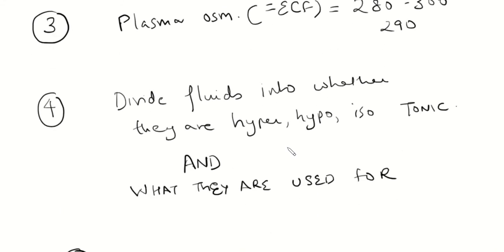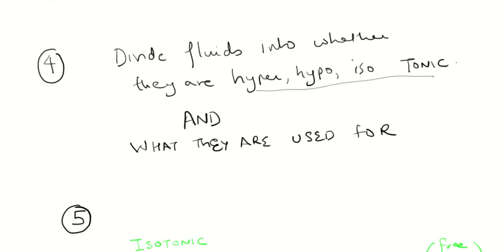Okay, so the overall goal of this: first, we divide the fluids into whether they're hyper, hypo, or isotonic. Why is that? I've got to know what they're going to do when I give these fluids. Are they going to move fluid out of the cell, or inside the cell, or not make a difference? And then the next question is, what are they used for?